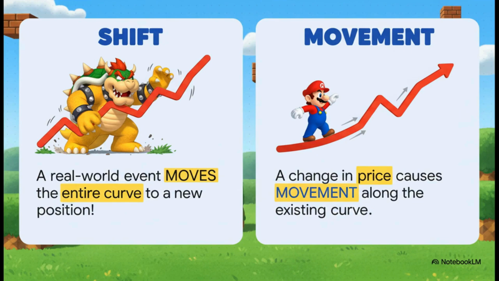Okay, time for our first major mythbuster. When you're looking at price changes on a graph, you absolutely have to distinguish between a shift in a curve and a movement along a curve. This is crucial. An outside, real-world event, like, say, a jump in consumer income, shifts the entire curve to a completely new position. But if only the price of the product itself changes, that just causes a movement along the existing curve. It's an extension or contraction of demand or supply, not a shift of the underlying market conditions themselves.